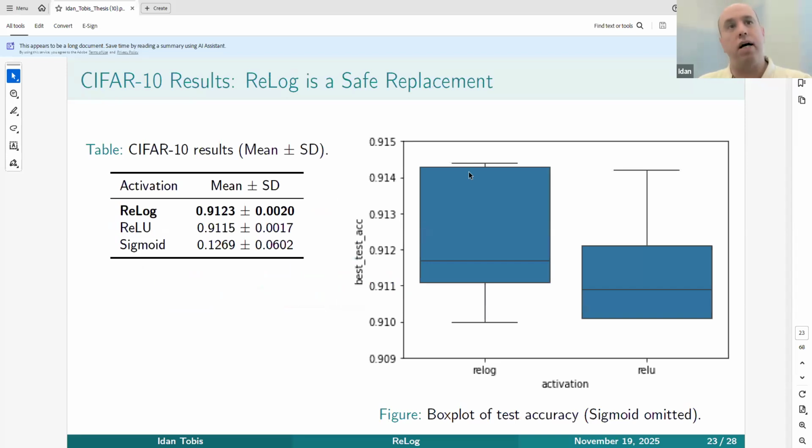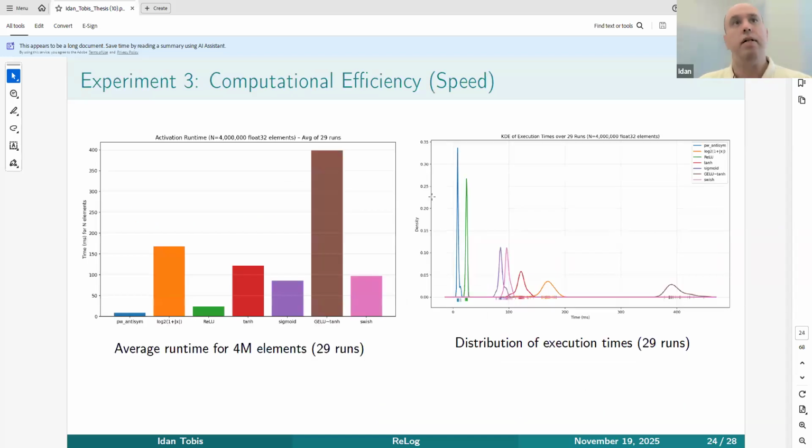And what we found is that ReLog, even though it outperformed ReLU, it was not statistically significant. So we can see the results. The median is better. The overall result is better, but it is not statistically significant. The P we got was over 0.2. So I cannot say that this is actually statistically significant than ReLU, but it is a safe replacement. Not a better replacement, but a safe replacement.